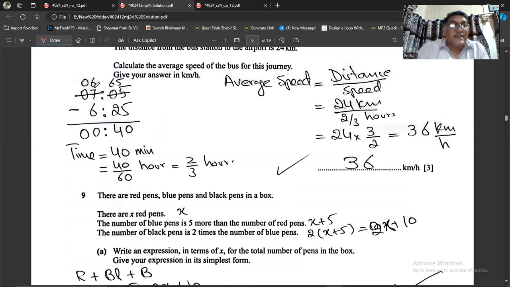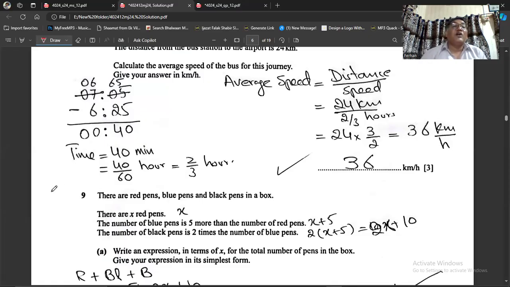So the arrival time is 7:05. The departure time is 6:25. So from 5 minutes, I cannot subtract 25 minutes. So I will borrow from here. 1 hour is borrowed from here, so here 60 minutes will be added. In the 5 minutes, you add 60 minutes. So you get 65 minutes. From 65 minutes, you subtract 25 minutes. You get 40 minutes. From 6 hours, you subtract 6 hours, 0. So the time is 40 minutes.